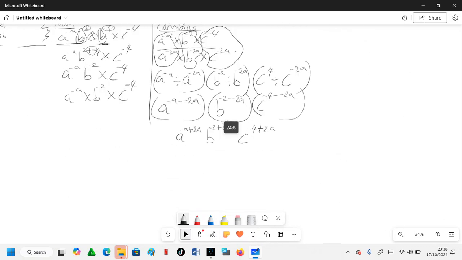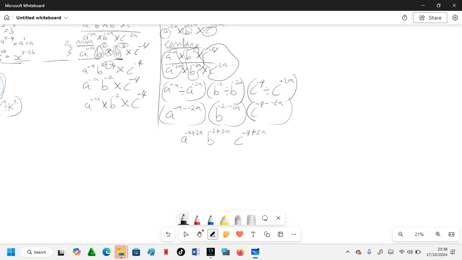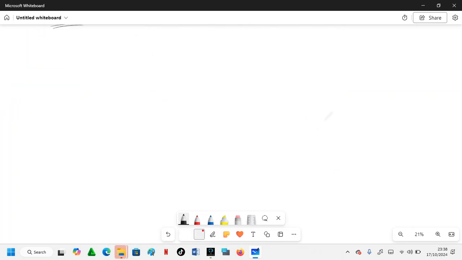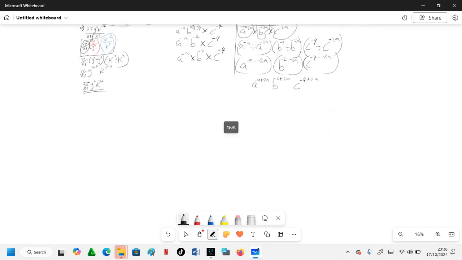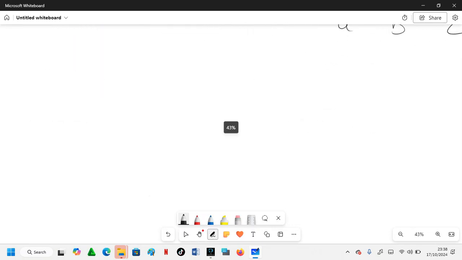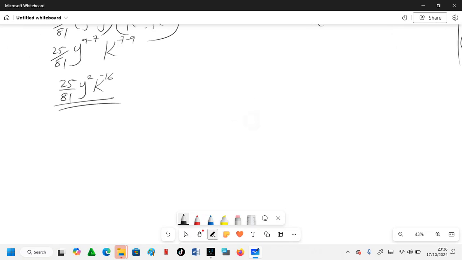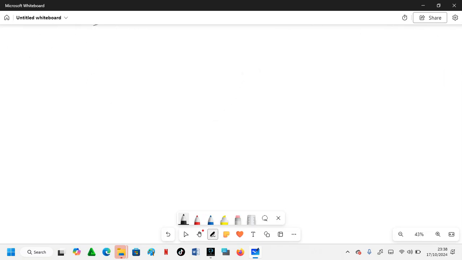Right. So that's correct. Okay. I want us to look at something else. I want us to look at the third law. We have just looked at the law of multiplication and the law of division. I want us to look at the third law, the power law.